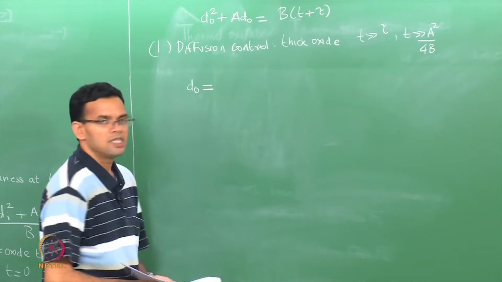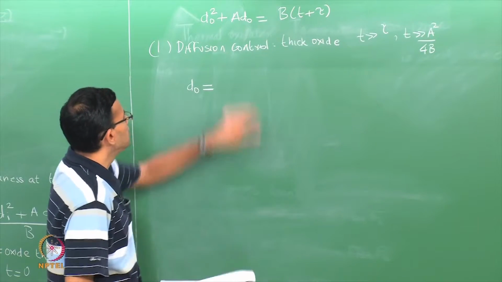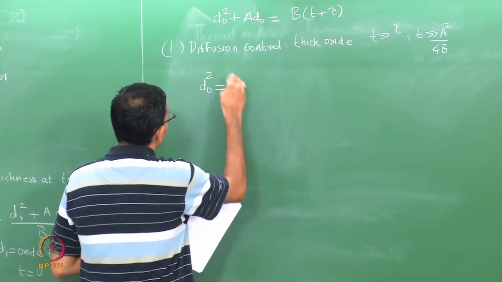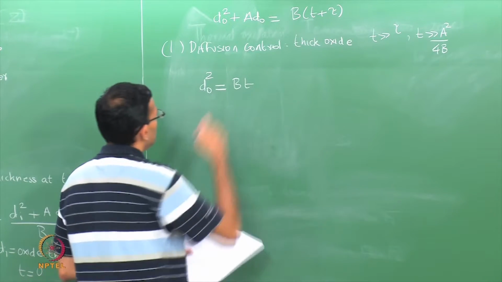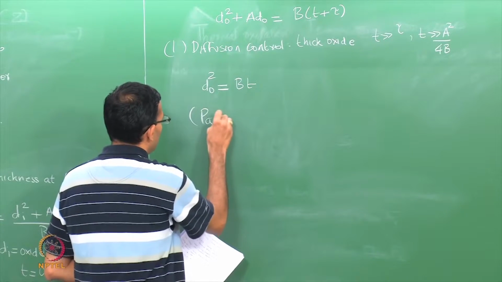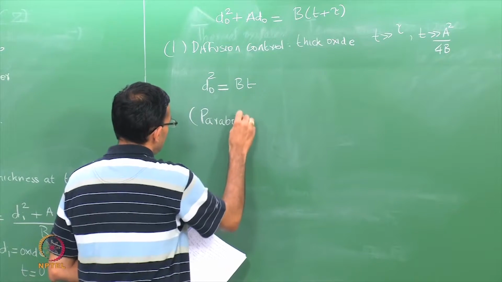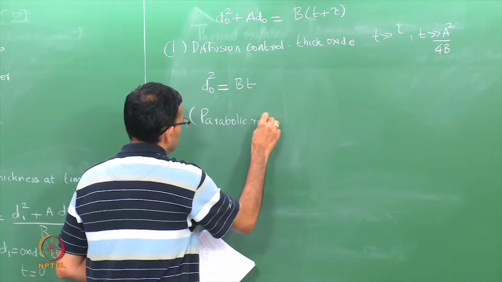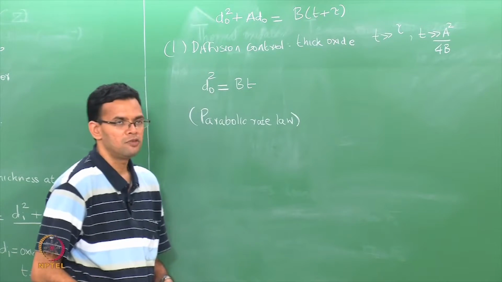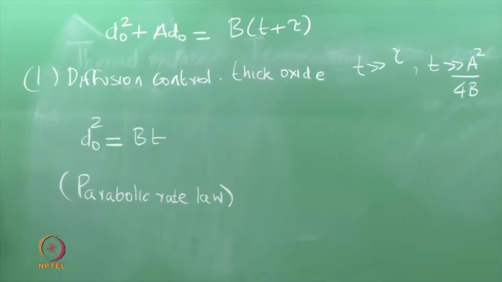If we use those assumptions in the general equation, this essentially simplifies to d naught square equal to Bt. This is called a parabolic rate law, because if you look at it, this equation resembles the equation of a parabola.